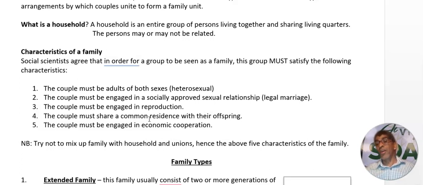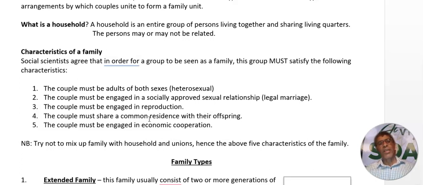All right. Third one, the couple must be engaged in reproduction. Well, I can see where couples can reproduce in a visiting relationship. What about same-sex relationships? Do they fit this characteristic, the criteria to make up what we call a family?